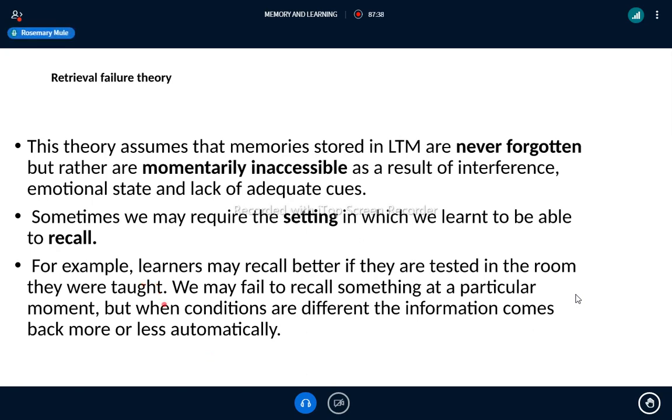So you can test this. We may fail to recall something at a particular moment, but when conditions are different, the information comes back more or less automatically. And then the upper one says learners may recall better if they are tested in the room where they were told the same particular material or content. How true that one is, you can test it.